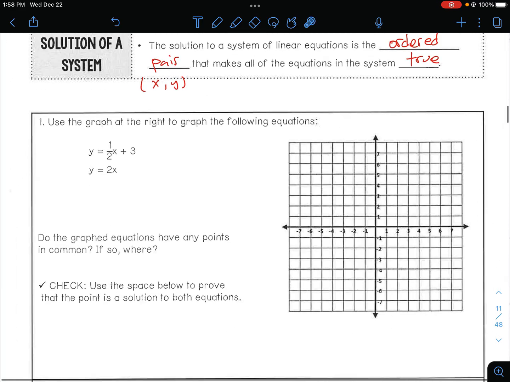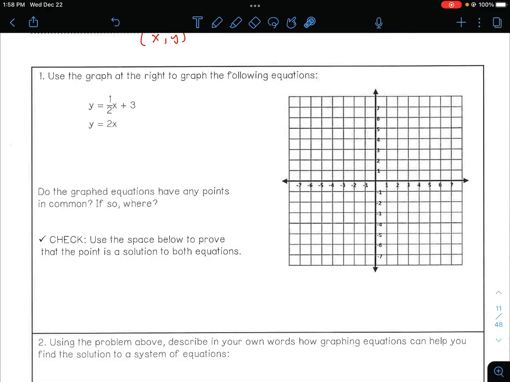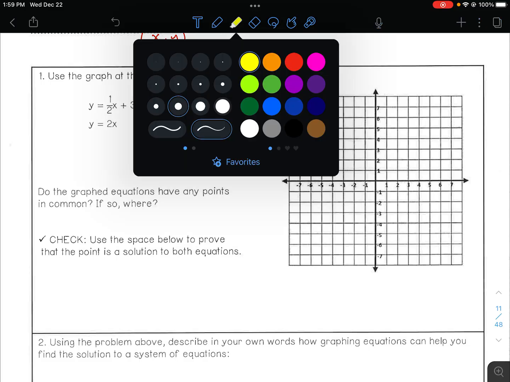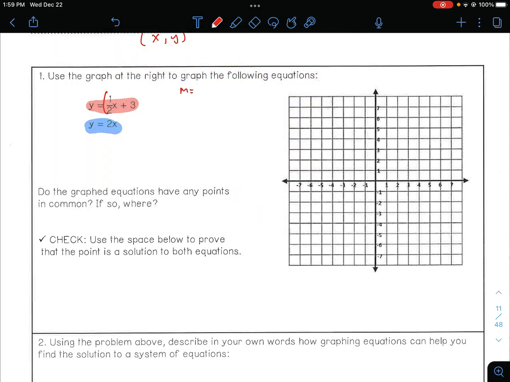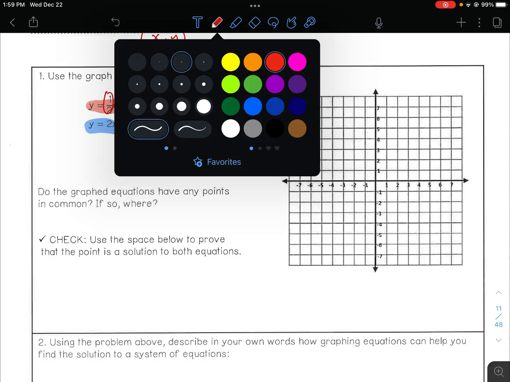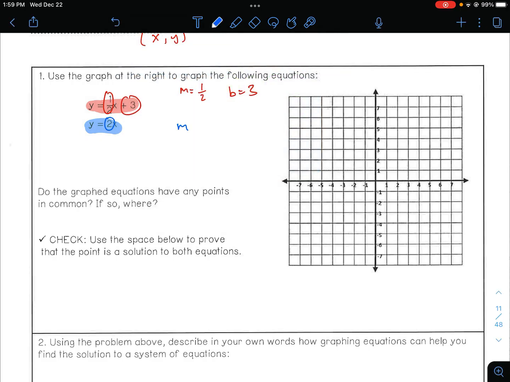So, number one, use the graph at the right to graph the following equations: y equals 1/2 x plus 3 and y equals 2x. Well, let's go ahead and graph both of them. For the first one, let's find the slope. The slope is 1/2, right? And our y-intercept is 3. That's going to be our starting point. Let's take a look at equation 2. My slope is 2, or 2 over 1, because rise 2, run 1. And my y-intercept, I have none, which means it is 0.